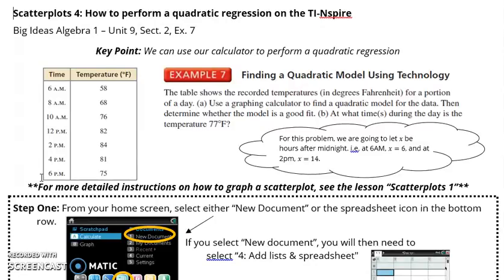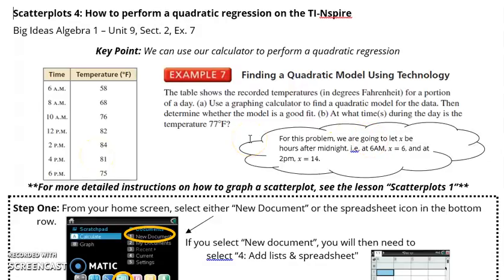So for the purpose of this problem, I've decided to let X be my hours after midnight. So 1 AM would have X is 1, 2 AM X is 2, 6 AM X is 6, 12 PM X is 12, but then when you hit 2 PM, for example, it's going to be 2 hours after 12, which is a total of 14 hours after midnight. So at 2 PM X is 14, at 10 PM that would be X is 22, and so on and so forth. So you'll need to adjust the PM hours to work with this scenario, is what I've decided to do.